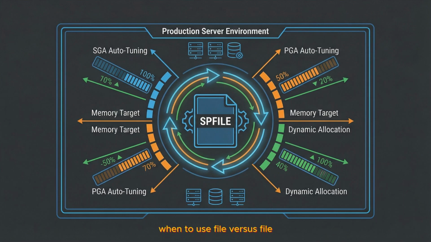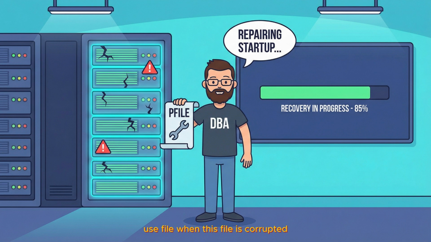When to use PFILE versus SPFILE. Use SPFILE when running production databases, using automatic memory management, you need dynamic parameter changes, or operating in RAC or clustered environments. Use PFILE when the SPFILE is corrupted, you're troubleshooting startup issues, or you need a simple, manual startup configuration. A smart DBA knows both, but relies on SPFILE for daily operations.